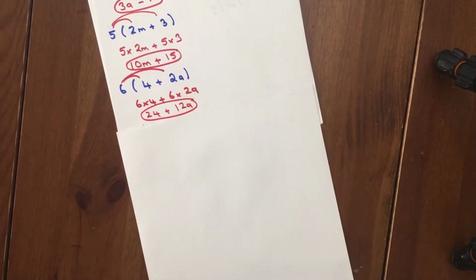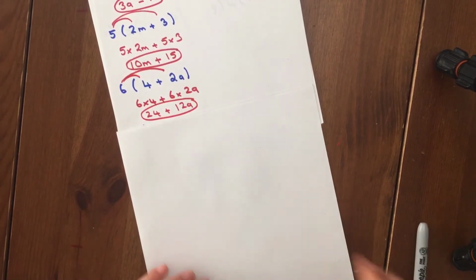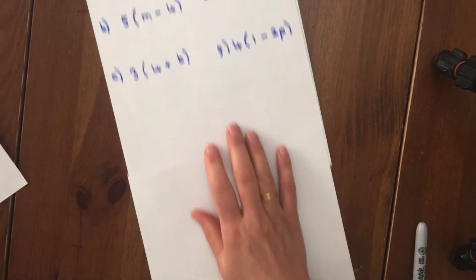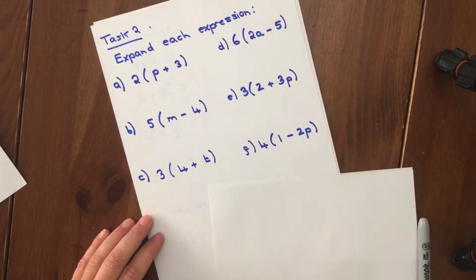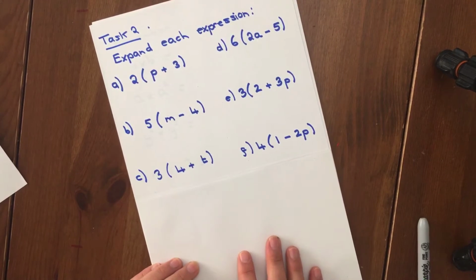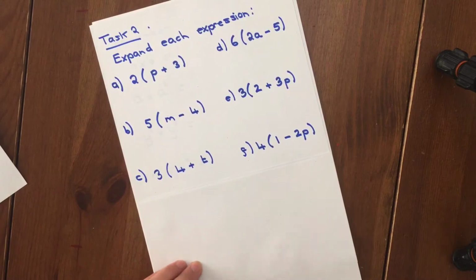Okay, you're going to have a go now at doing some of these, and this is your task now. Task 2, I'd like you to pause the video, have a go at each of these expansions. There are 6 of them to do. Pause the video, have a go now, and I'll go through the solutions.